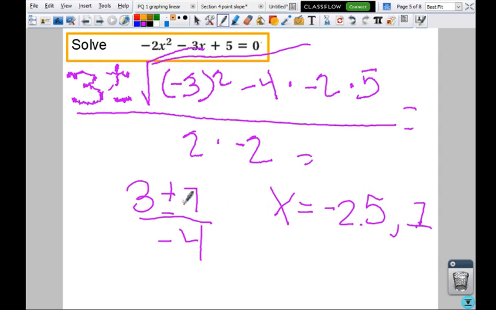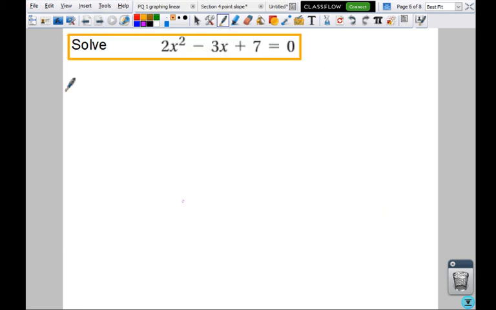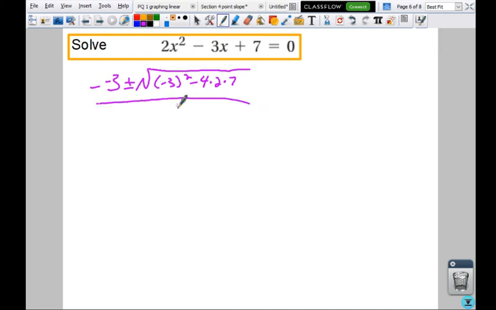All right. On this next one, we're not going to do it as an in-class problem. We're going to just talk about it really quick, and then we'll do our exit ticket. Actually, no, we have one more thing. So we're going to do our quadratic equation on this. We're going to set it up here real quick. So I'm going to go negative 3 plus minus square root of negative 3 squared minus 4 times 2 times 7. Whole thing is divided by 2 times 2.